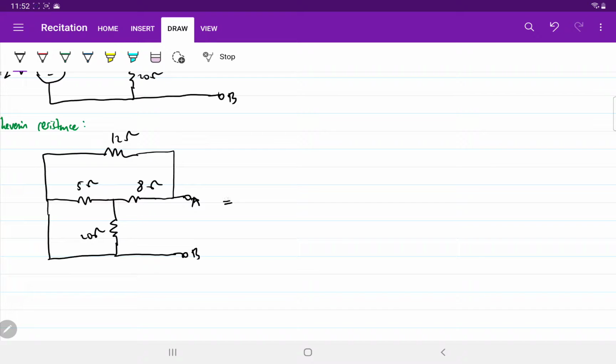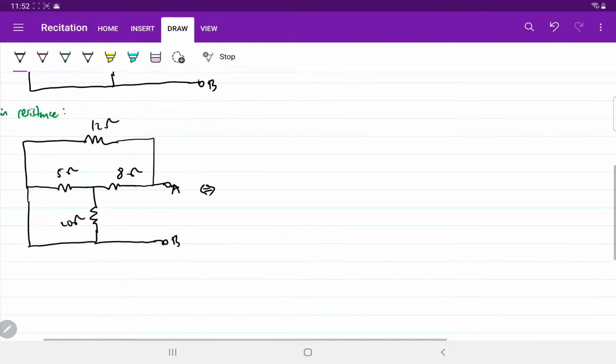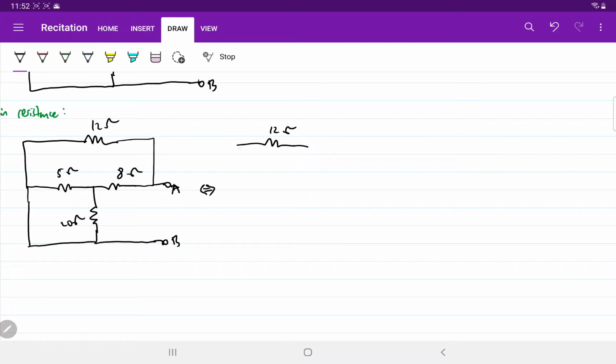So this is actually equivalent to this circuit right here, because let's keep the 12 ohm here, but let's move the 5 ohm. So 5 ohm is connected to the 12 and the 20 ohm, right? So I can put it here, right? The 5 ohm, and this is 20 ohm, right? And 5 ohm and 20 ohm, they are connected together.